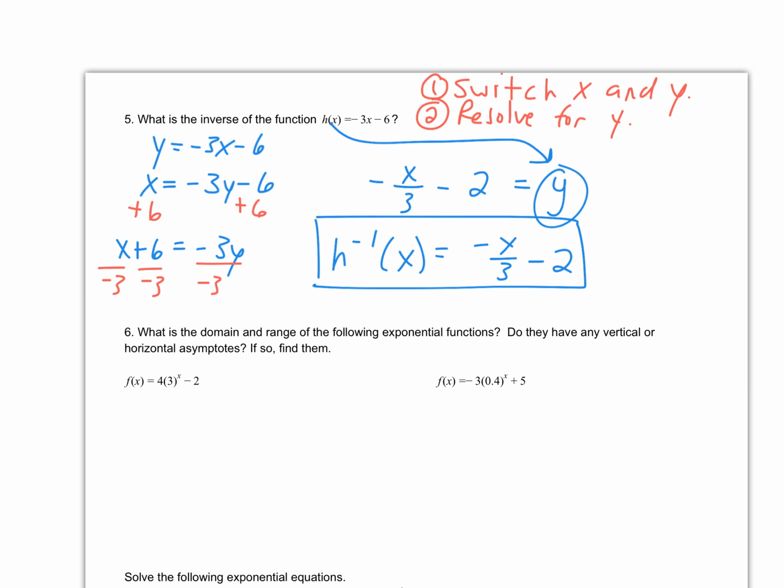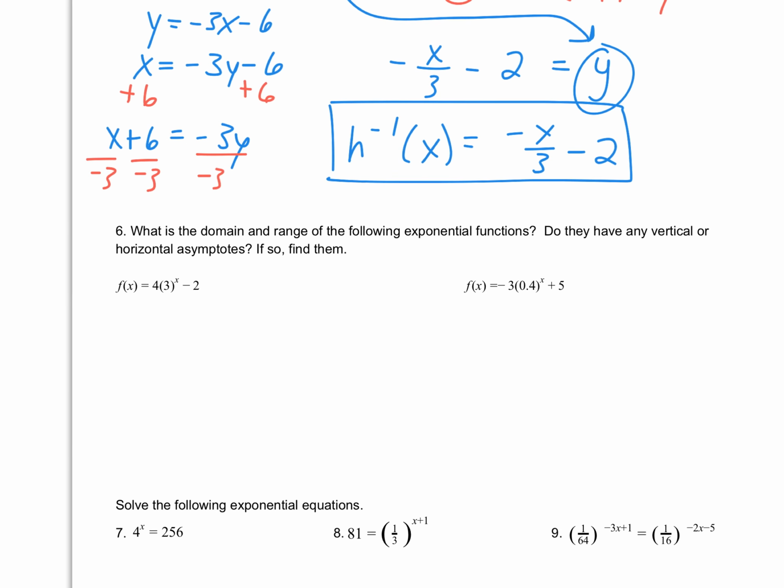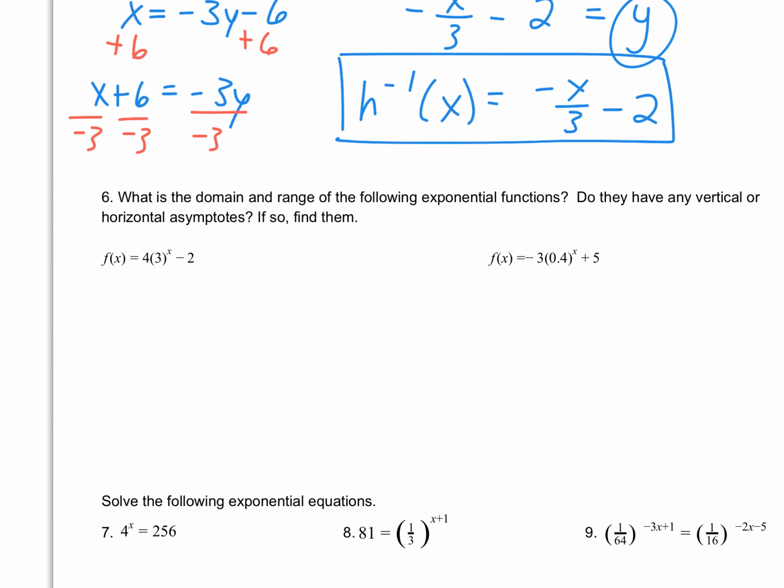Okay, question 6. It asks, what's the domain and range of the following exponential functions? Do they have any vertical or horizontal asymptotes? If so, find them. So remember, when we dealt with these, we can always use Desmos to graph. But first, what I need to find is the domain and the range. Domain for all exponential functions. We know it's exponential because it's raised to the x power. The domain for all exponential functions is -infinity to infinity, all real numbers.